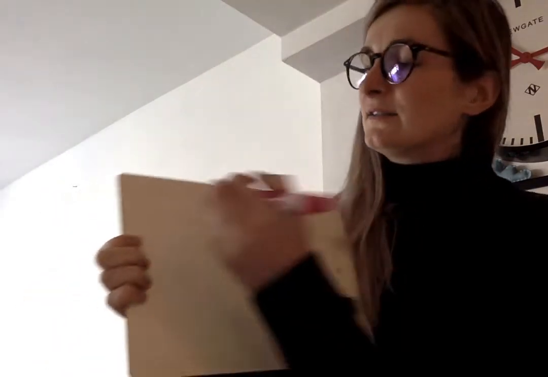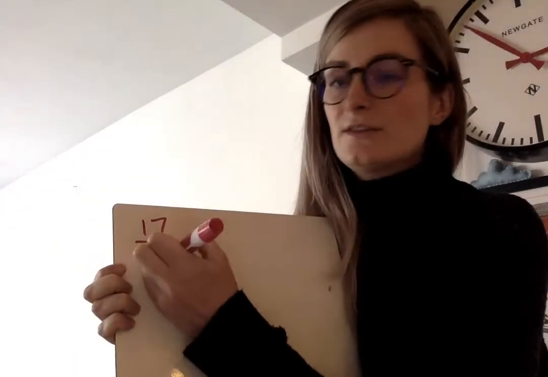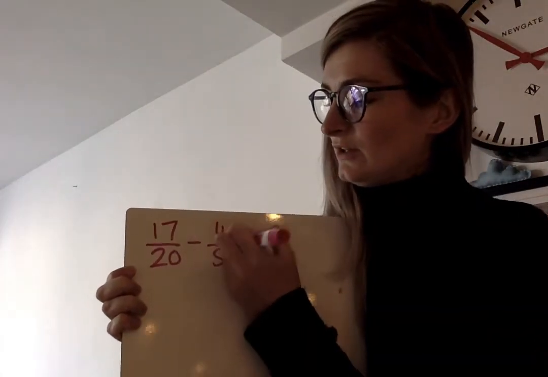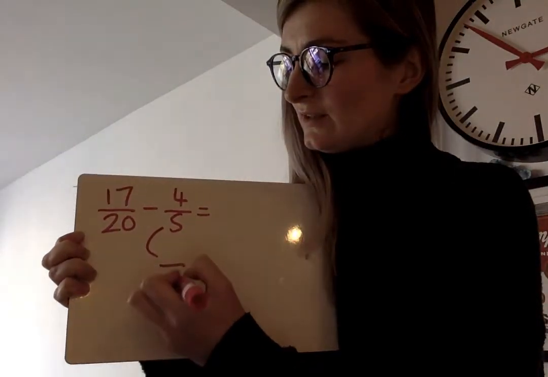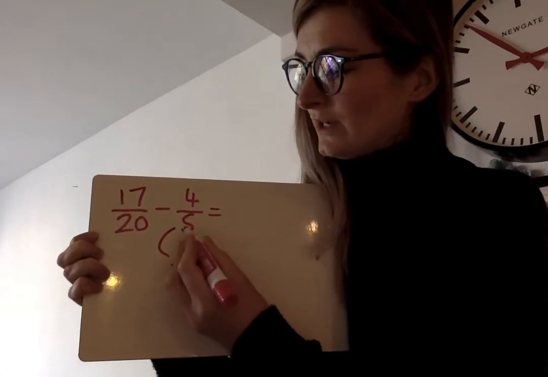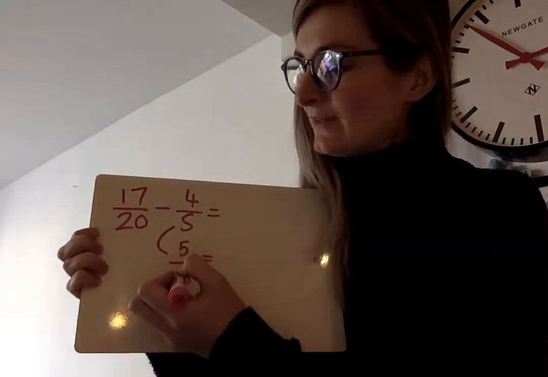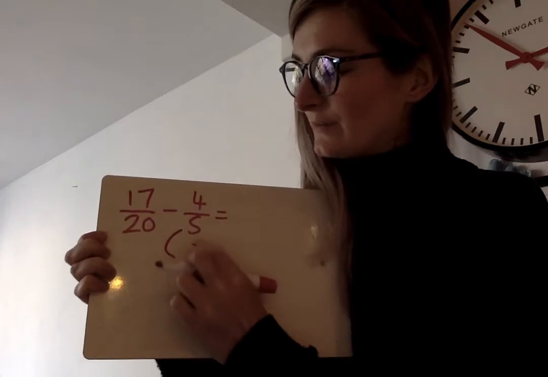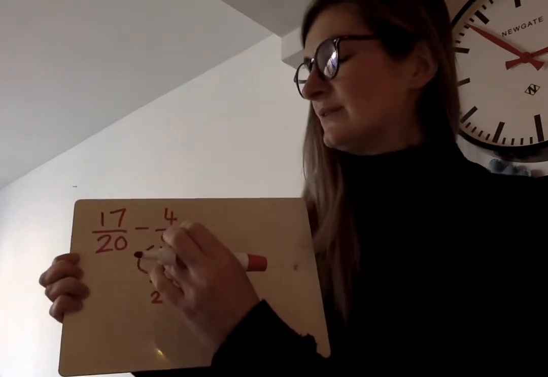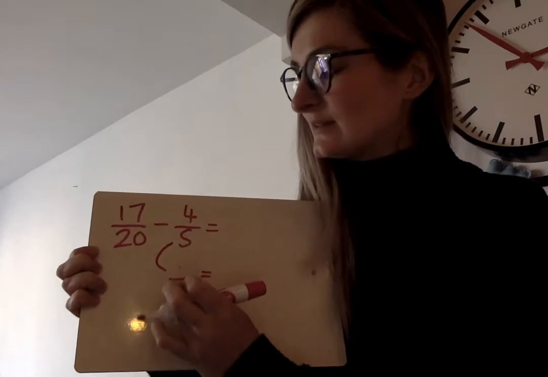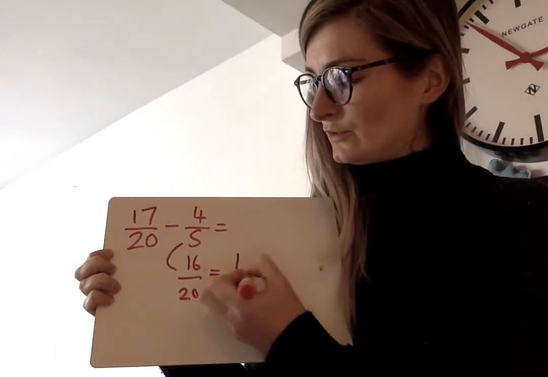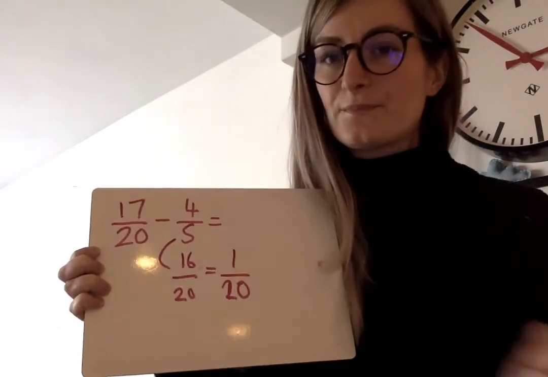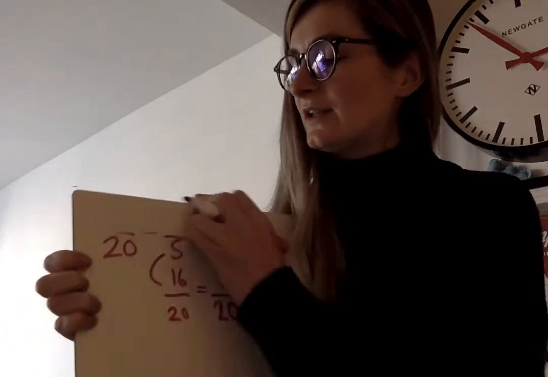Next, I'm going to go as fast as I can through these. 17/20 subtract 4/5. The lowest common denominator is 20ths, so I'm going to convert this into 20ths. 5 into 20 is times 4, so 4 times 4 is 16. 17 subtract 16 equals 1/20th. Does that make sense? Sorry, I got jumbled up myself then.